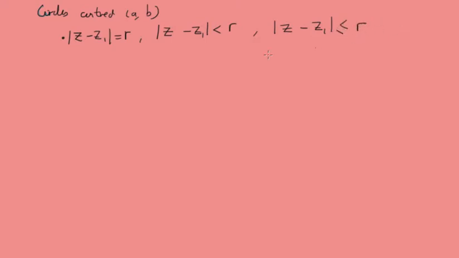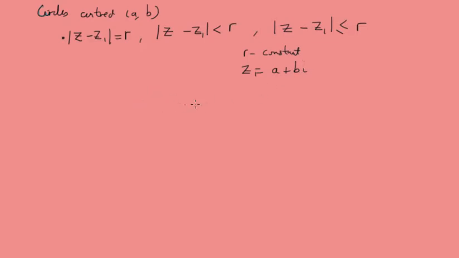Circles centered at point A, B. So we're going to consider the modulus of z minus z1 equals r, the modulus of z minus z1 less than r, and z minus z1 less than or equal to r, where r is a constant and z1 is a fixed point a plus bi.